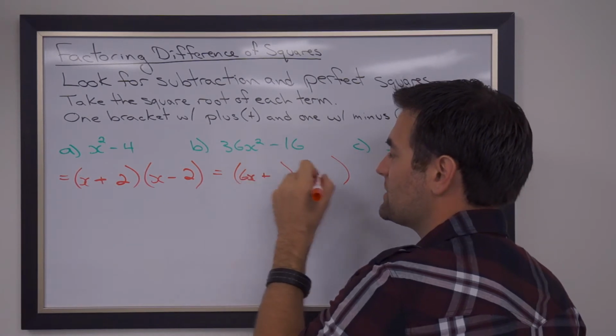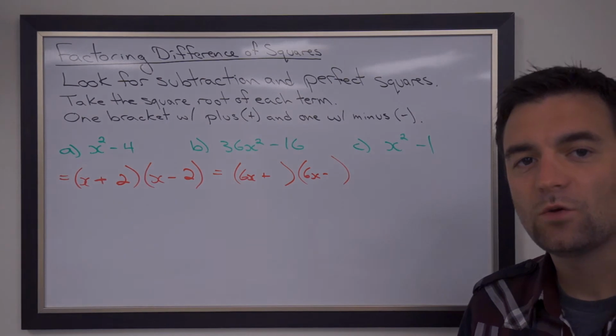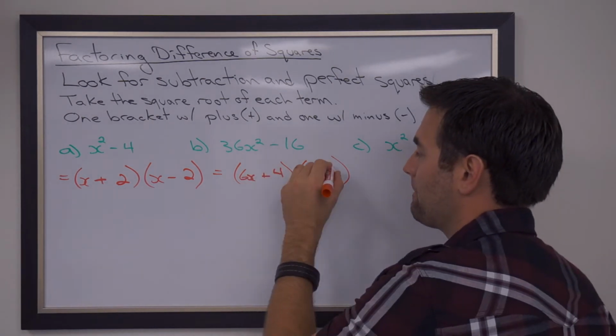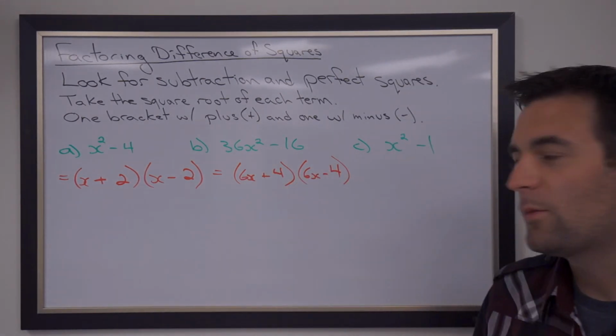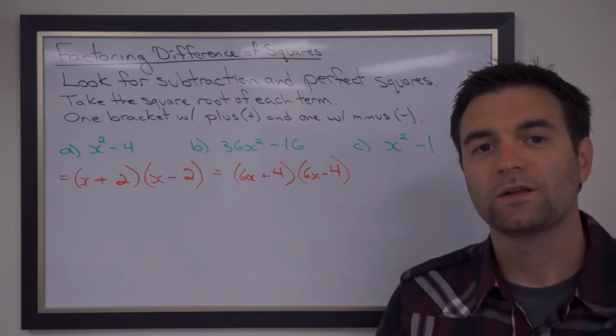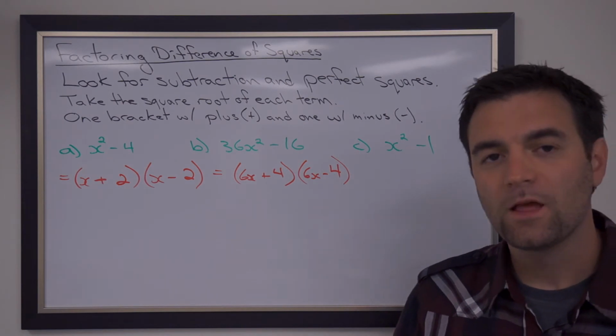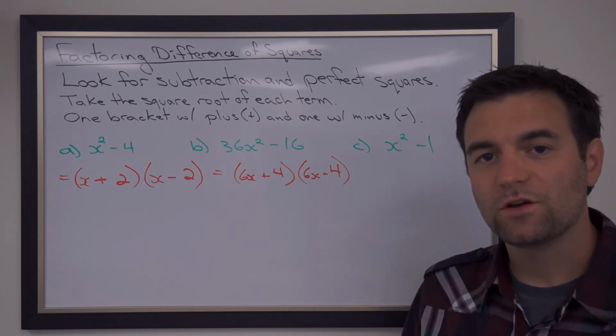Where the minus sign is, we put our plus minus, and then we take the square root of 16, which is 4. And there we have the difference of squares for 36x squared minus 16. So it's (6x plus 4)(6x minus 4). Those are the two main scenarios you're going to encounter.